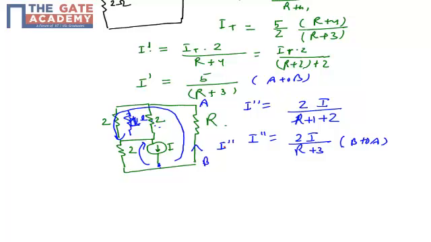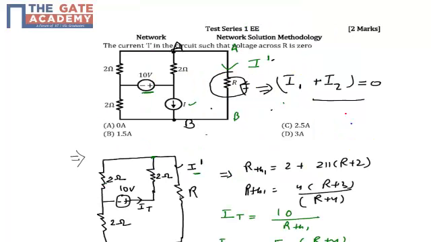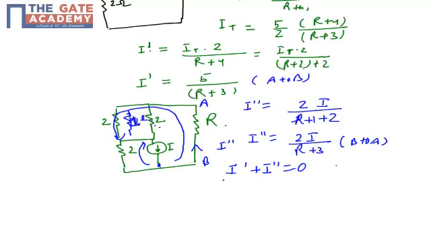So effectively, I know that my I dash plus I double dash is 0, because I don't want any current to flow across the resistor R. The sum of I dash and I double dash will be 0, because the superposition theorem says that we need to find the current due to each and every independent source, and then sum them to find the effective output. Right now I am adding the two currents, but the directions are different, so instead of addition it will be subtraction. 5 upon R plus 3, and I double dash will be minus 2I upon R plus 3, because I dash and I double dash have opposite signs.